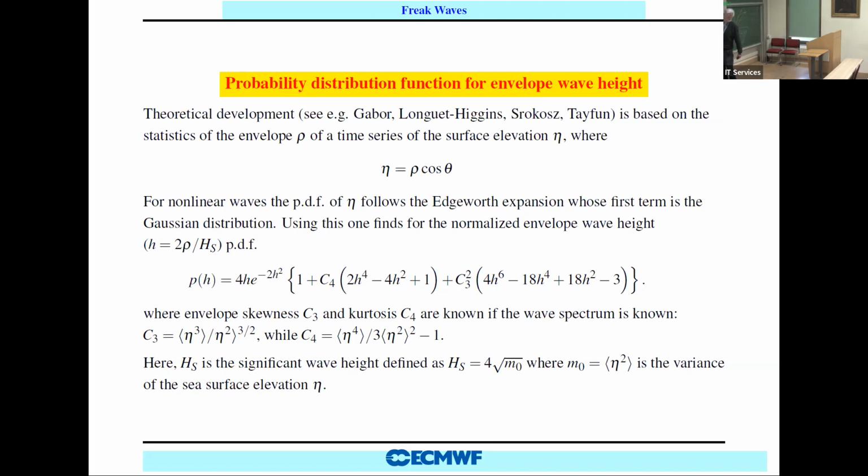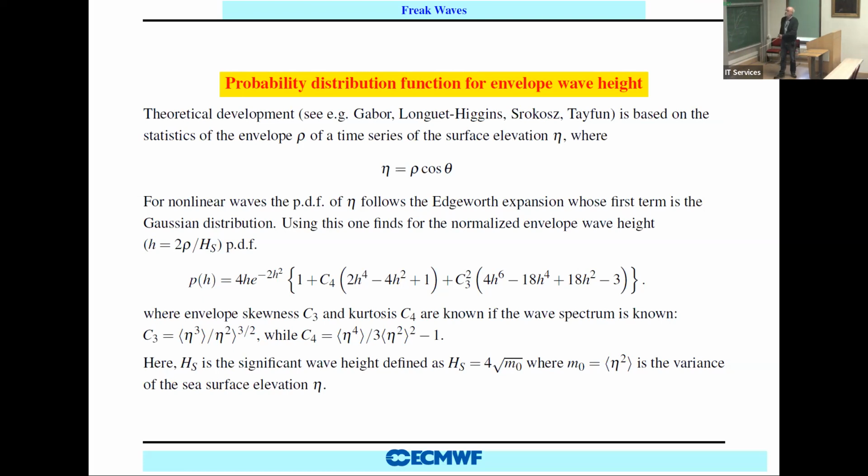It's just an envelope rho times the cosine of theta. So this is how you represent your process. And rho and theta are very complicated things. It's not a single wave, it's everything that is in that time series. Now, what you then do is introduce the Hilbert transform of eta, and that's rho times the sine of theta.